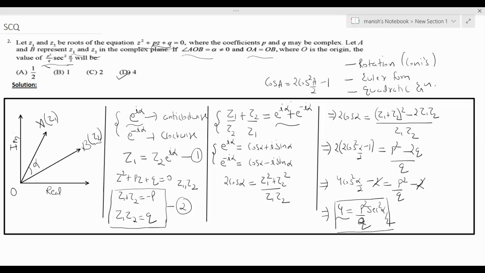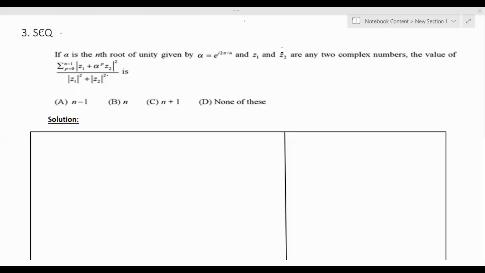Okay, let's move. Now we have a single correct problem again. So let's observe the problem carefully. Again, pause it, try it, and then come back for the solution.